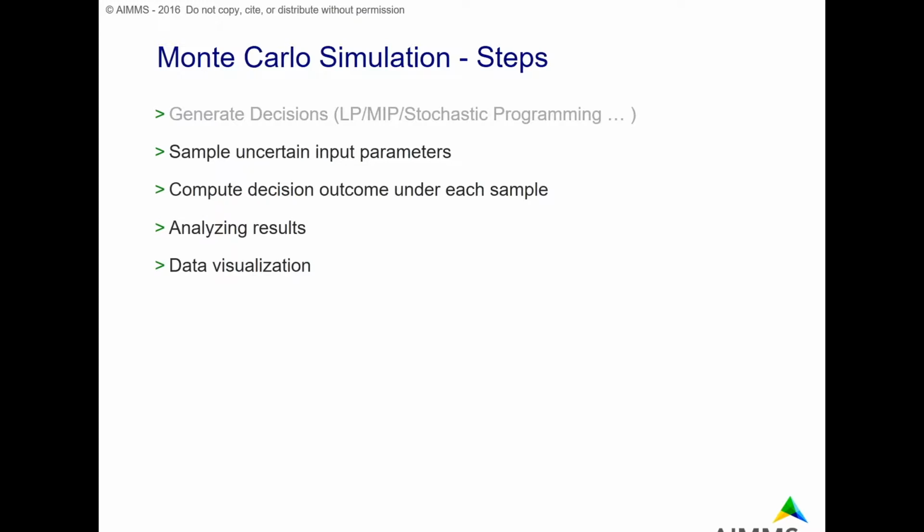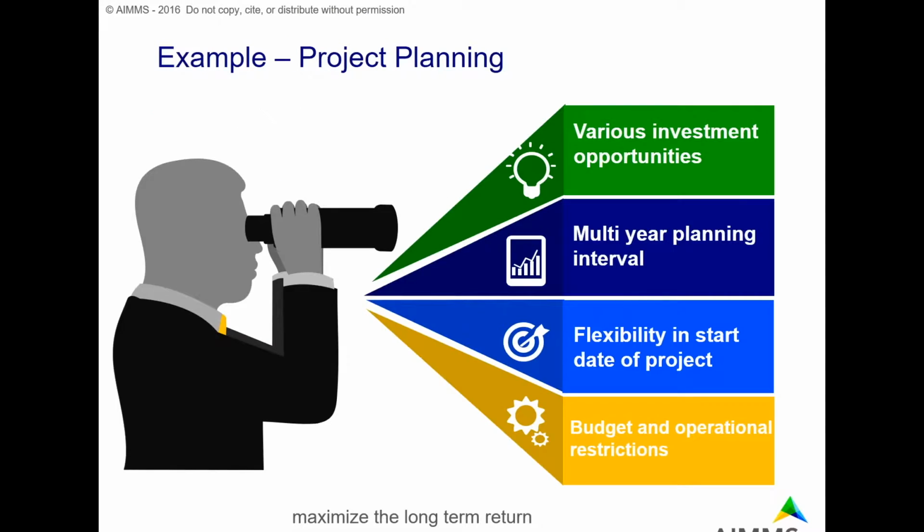Another type of analysis is to get some statistical results. For example, we want to understand the mean, the standard deviation, and the confidence level of the decision we're making under uncertainty. After analyzing results, the last step is to visualize the results, which we will show in AIMMS WebUI in this case. For this webinar, we're going to show how we do Monte Carlo simulation through an example. The example is in project planning.